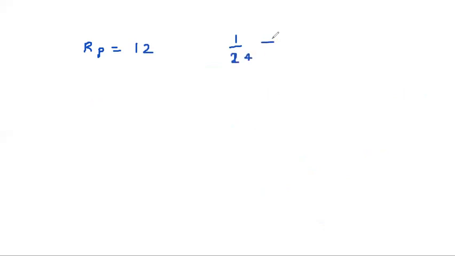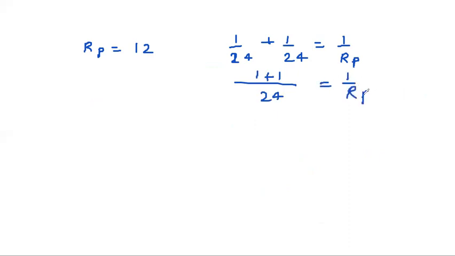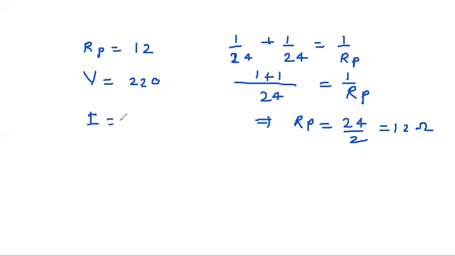Now case third, when they are connected in parallel, so R parallel will be 12 ohm. 1 upon 24 plus 1 upon 24 is 1 upon RP. So this will be 1 plus 1 upon 24, that is 1 upon RP. So RP equal to 24 divided by 2, that is 12 ohm. So RP is 12 ohm and voltage is given as 220. So we have to find out current in this case. So 220 divided by 12 will give 18.32 ampere.